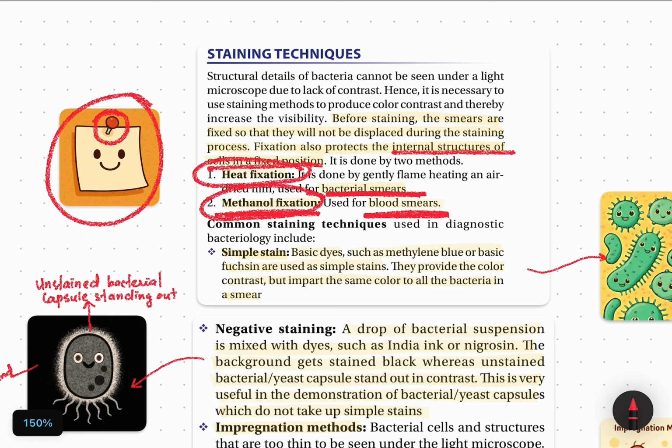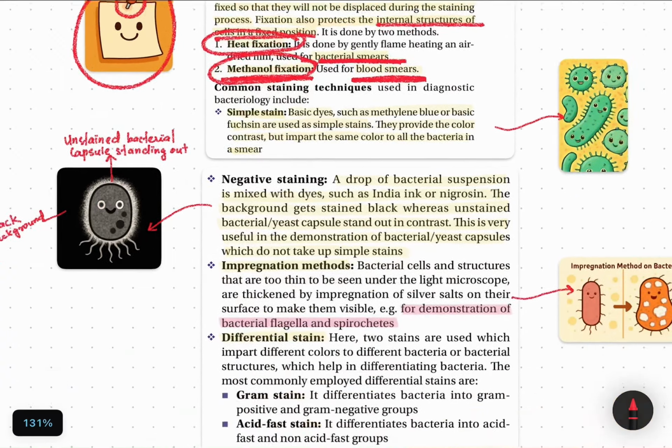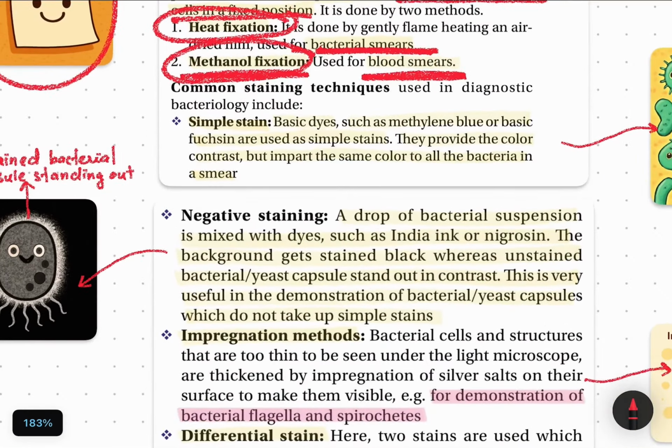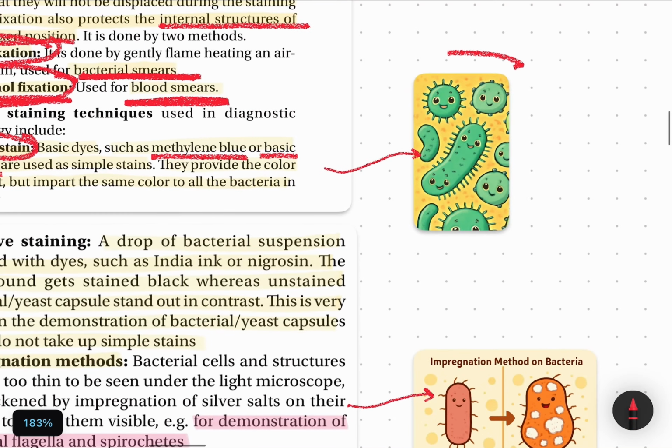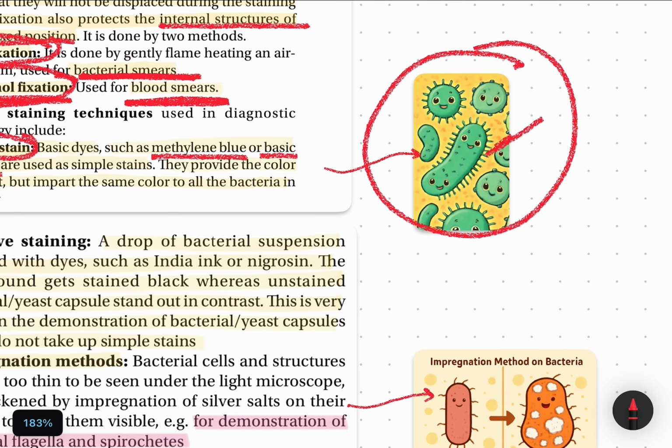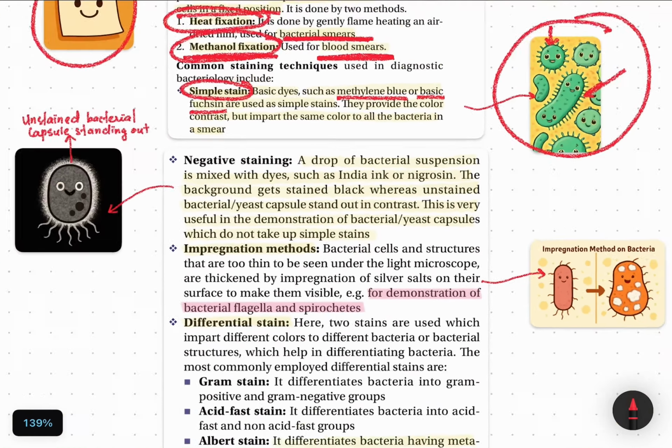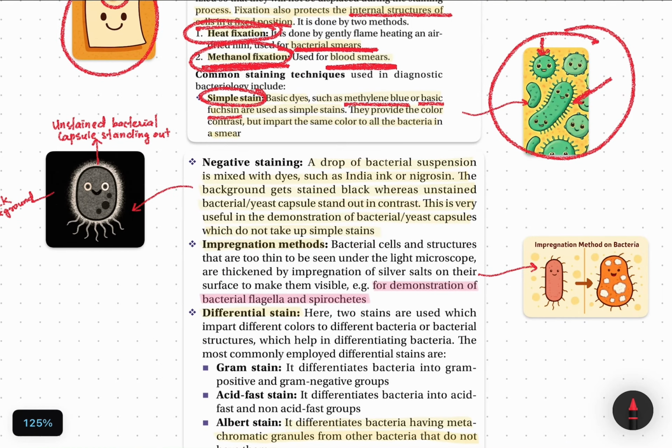Now there are different types of staining techniques that we use. One is the simple stain, where you use basic dyes like methylene blue or basic fuchsin. But the problem with this is that all of the bacteria have the same color, so we cannot easily differentiate which bacteria is which. That is a negative point of simple staining.